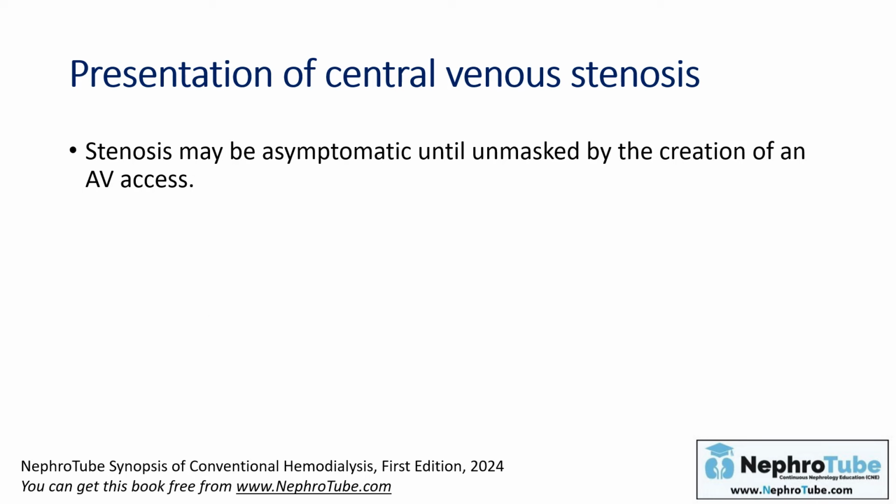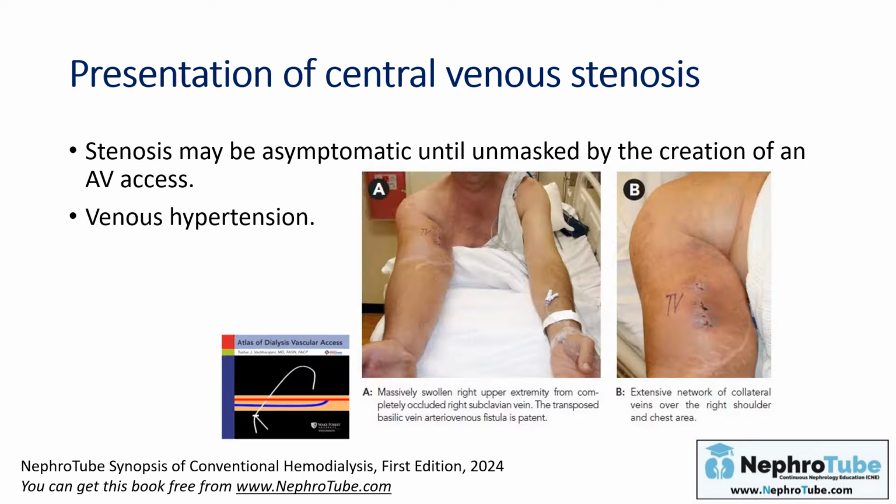What are the presentations of central venous stenosis? First, as we mentioned before, stenosis may be asymptomatic or may be symptomatic. It may be asymptomatic, and symptoms are unmasked by the creation of a fistula or graft, because when we create AV access, this will cause a high flow through the arm, so this will make the stenosis apparent and symptomatic at this point.